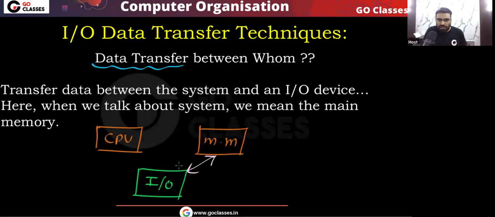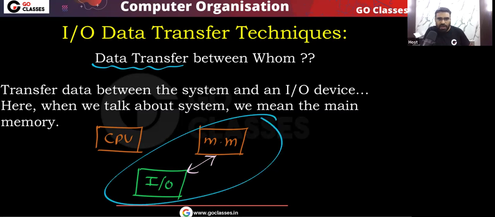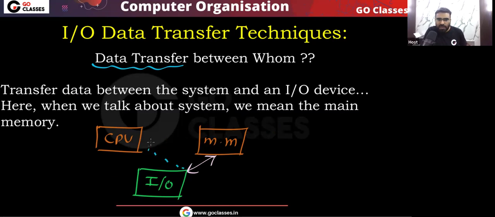I told you that we want to do data transfer between IO and main memory, but this will happen via CPU. So you can create the diagram like this. It will happen via CPU. Now, what are the challenges in this data transfer? Let me tell you the challenges.